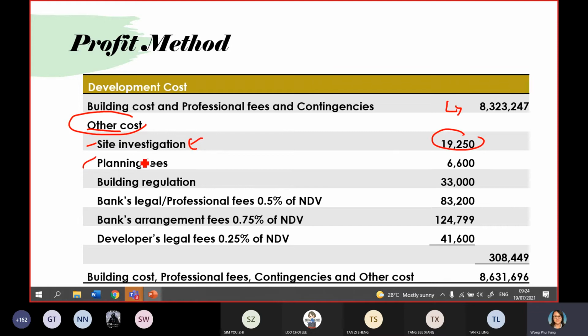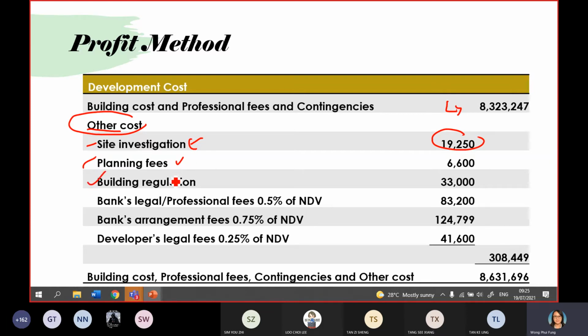Then planning fee is when you kickstart the project, you need to pay the planning application fee. You need to submit to the local authority to get their approval, to get their consent. So that is under the planning fee. If, let's say, you want to change the land use from agriculture to, let's say, mixed use, then you need to pay the planning fee and also the conversion fee. So this is also part of the planning fee.